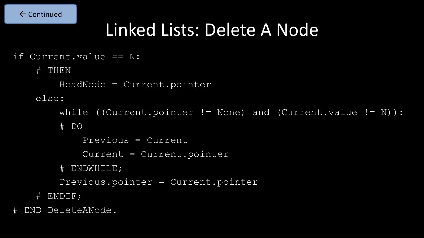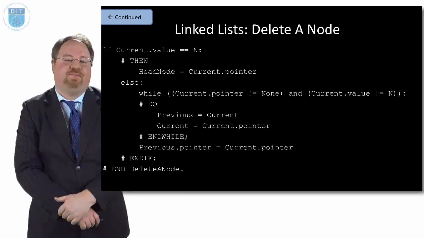Otherwise, if it's not the first element of the list, then we just need to keep looping until either we've reached the end of the list or we've found the value we're looking for. And we keep moving on. Previous gets current, that's moving it on, and current gets current.pointer, that's moving that on. Then when we reach the point at the end of the loop where we've found the value we're looking for, then all we simply have to do is say previous.pointer doesn't point to current anymore, it points to current.pointer, so previous now points to whatever current is pointing to, and that current node then is deleted from the list.